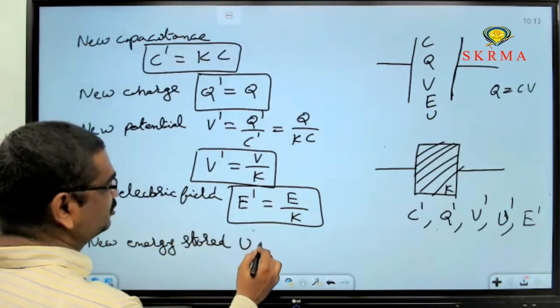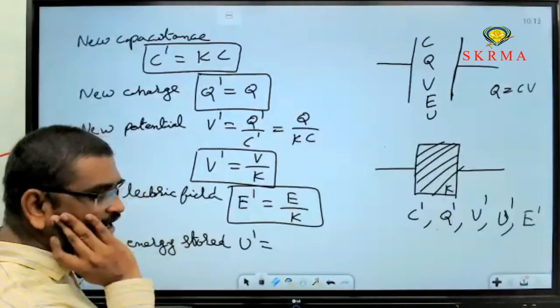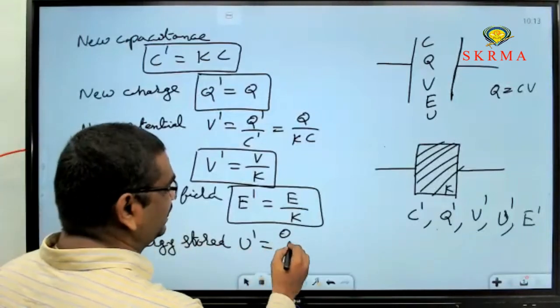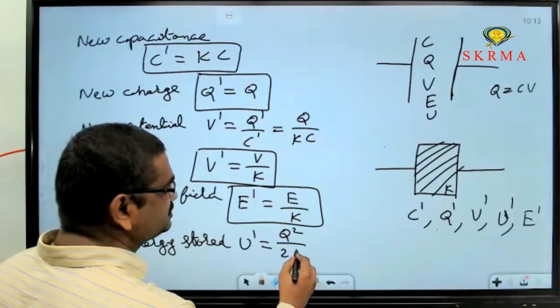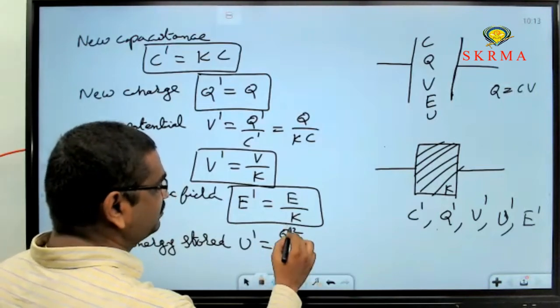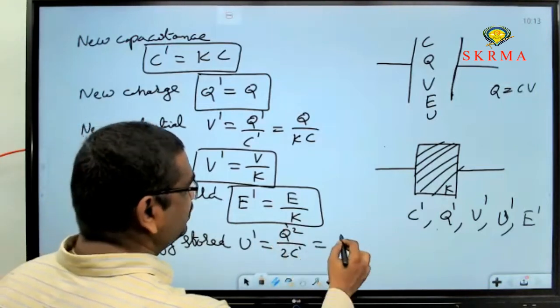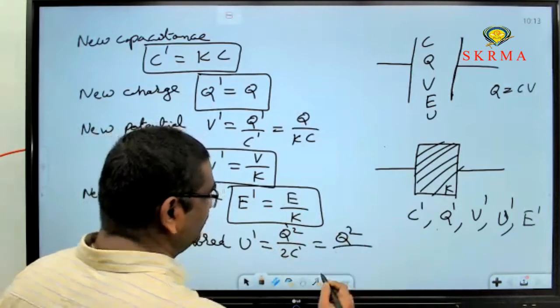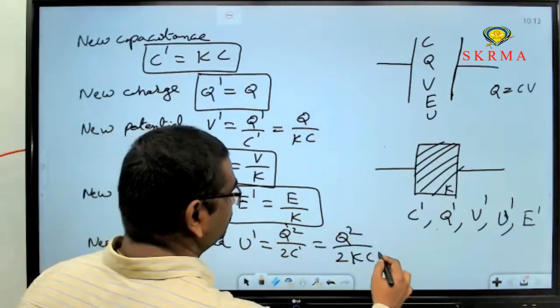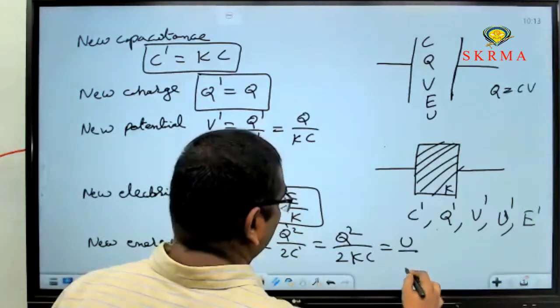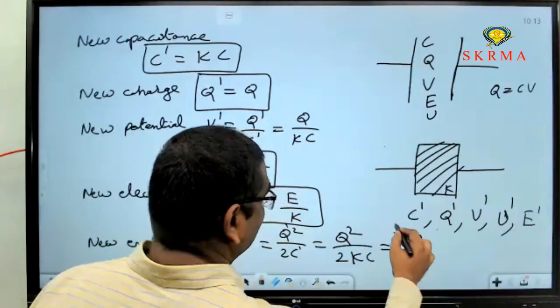So energy stored U dash equal to. Here Q is constant, so we need to take the equation in terms of Q. Q square by 2C. Q dash whole square by 2C dash. Q dash is nothing but Q only, Q square only. 2 into C dash is how much? K into C. This is equal to U by K.